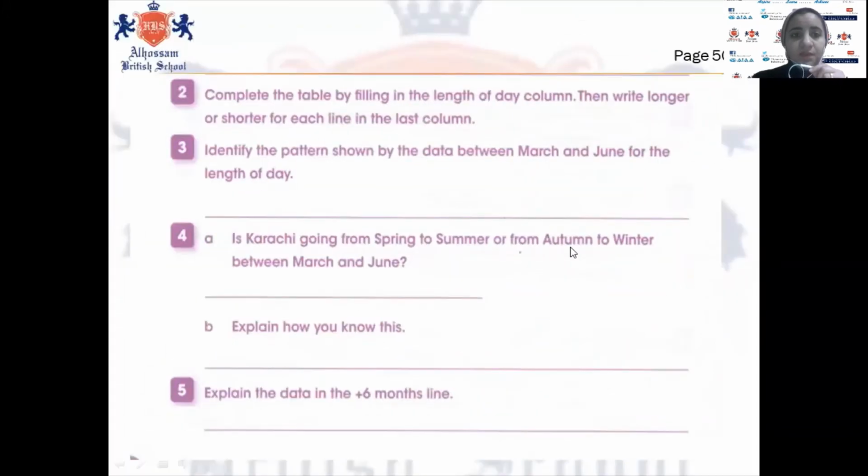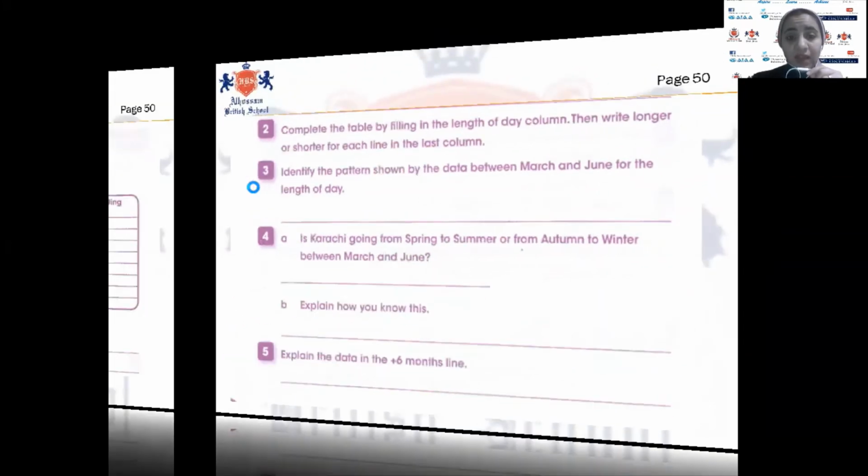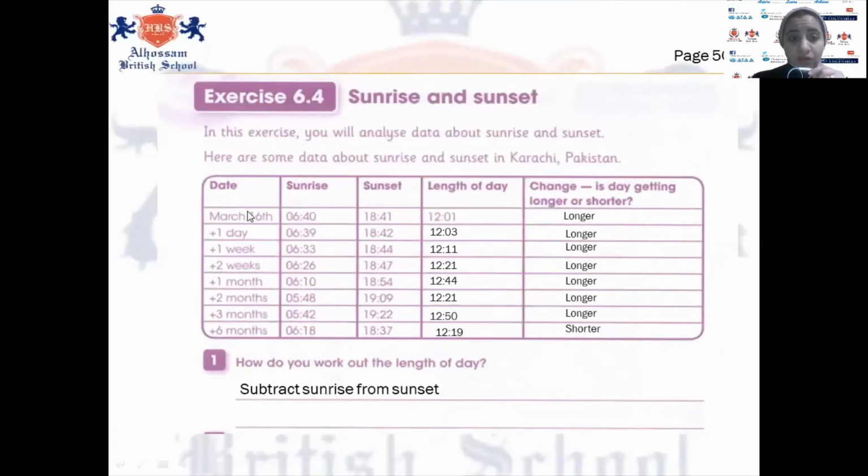Okay, we'll get the video on YouTube. You can complete it again. Okay, complete the table as we did. Identify the pattern shown by the data between March and June. After 6 months, it will be June, okay? Between March and June, after 3 months, for the length of the day.